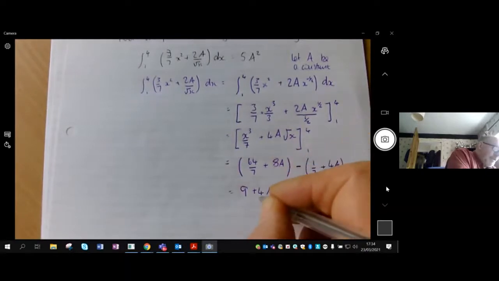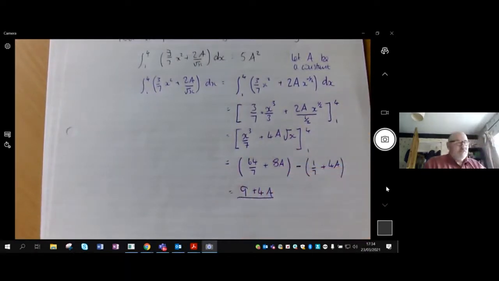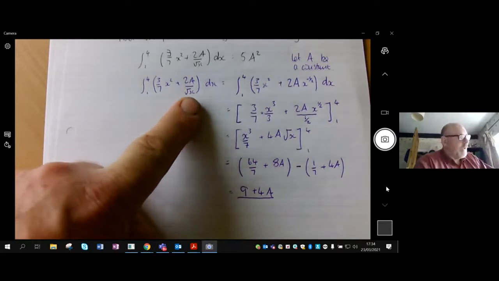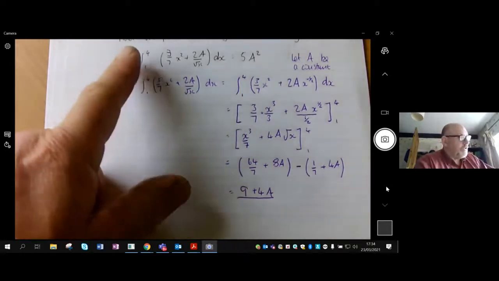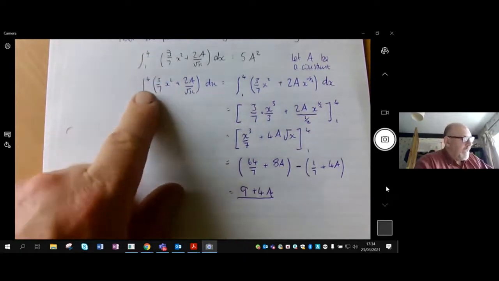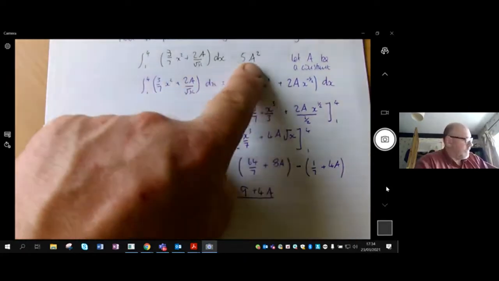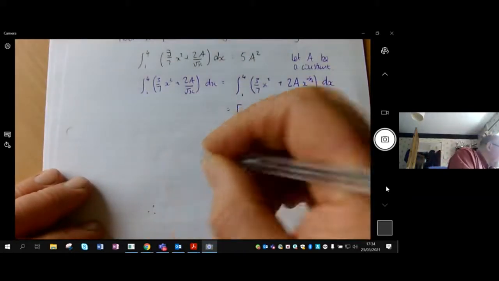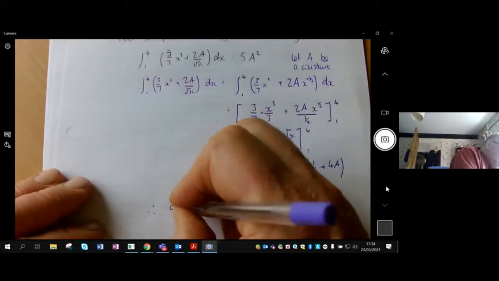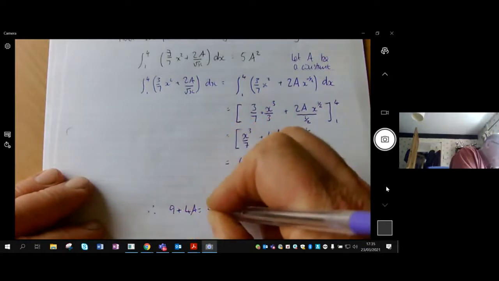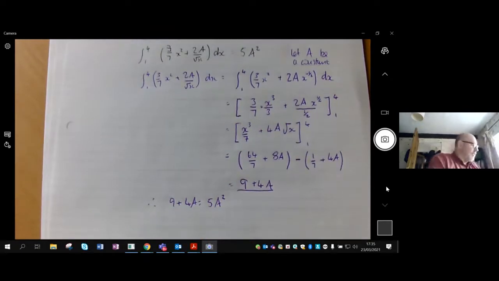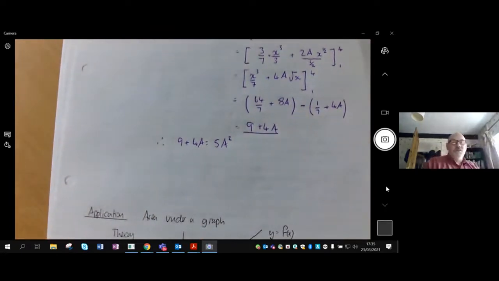OK. So I've now integrated and worked out that side. Go back and read the question. Find the possible values of a for which that equals 5a squared. So, therefore, 9 plus 4a equals 5a squared. And hopefully you recognize that as a quadratic equation to be solved for a.